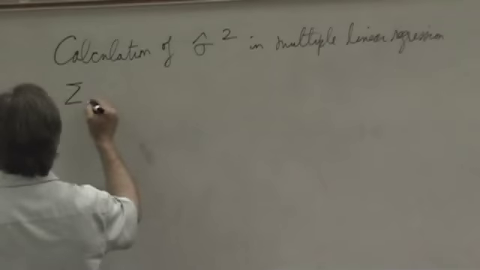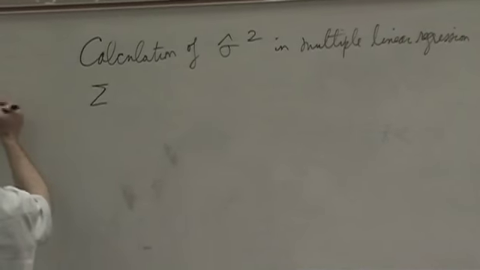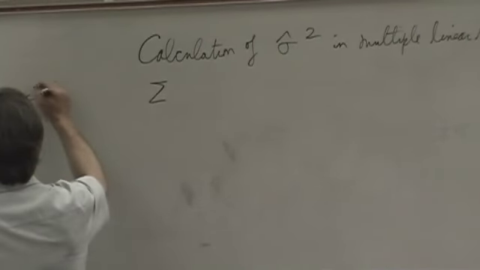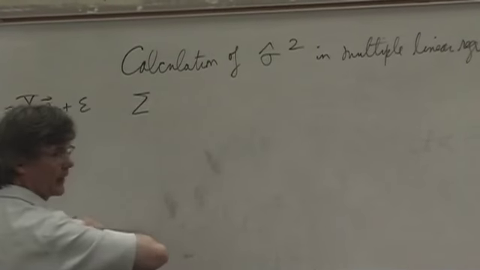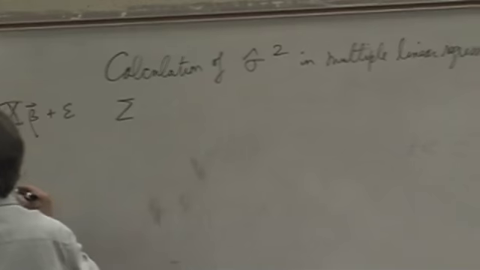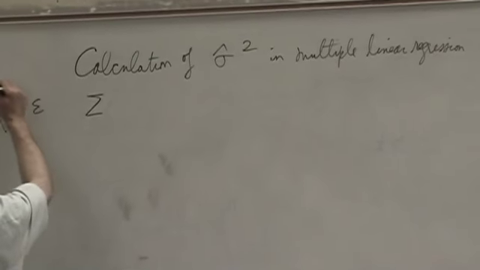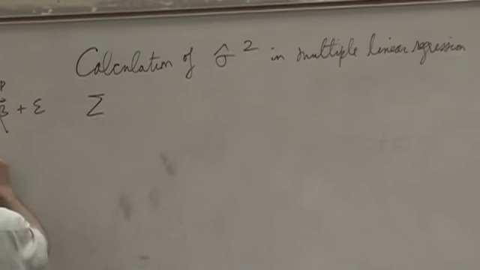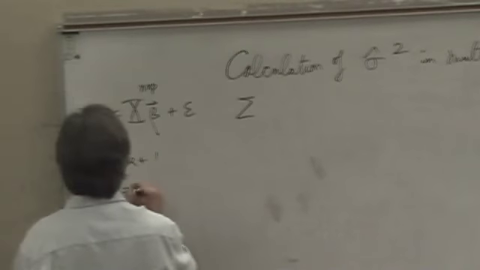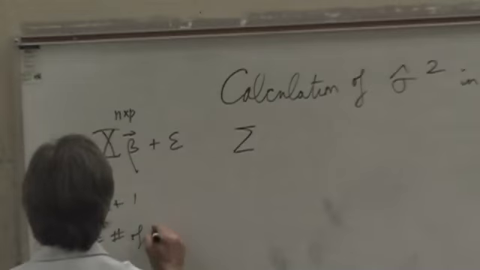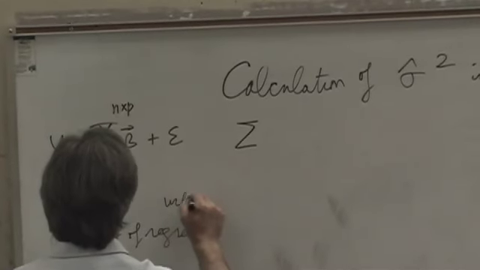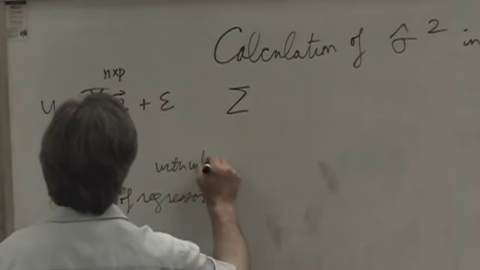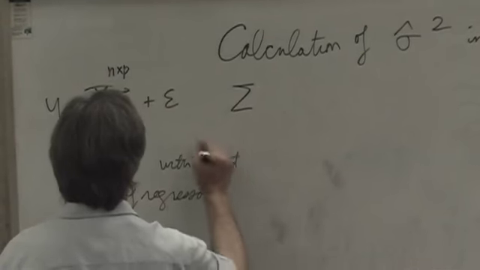The summation, we have y equals X beta plus error, okay, is our model. X is n by p, p is k plus 1, k equals the number of regressors. This is with intercept, that p is k plus 1, because the 1 is the first column of X.